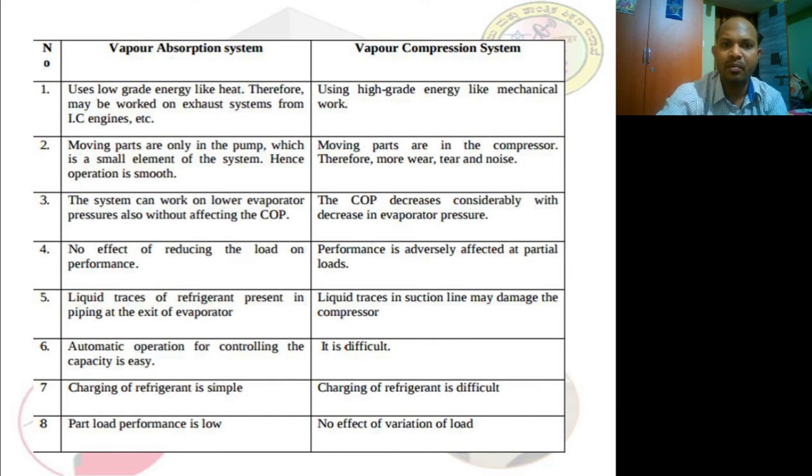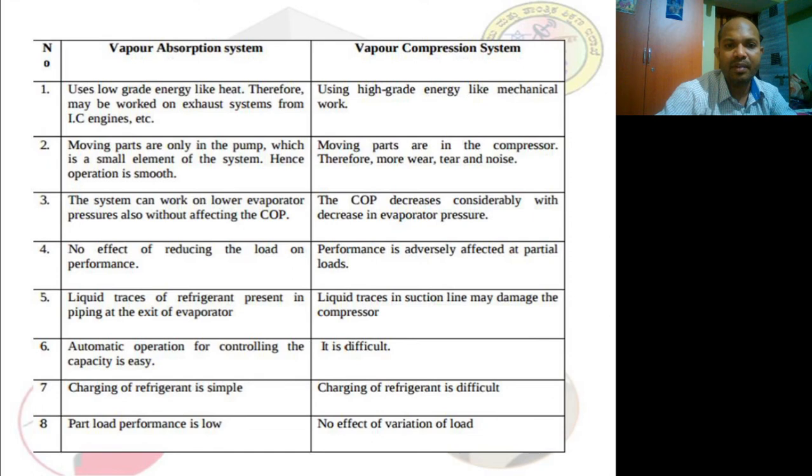Is it clear? The system can work at lower evaporator pressures also without affecting the coefficient of performance. Whereas in the vapor compression refrigeration system, the COP decreases considerably with the decrease in the evaporator pressure. As we decrease the evaporator pressure, the COP also decreases. Is it clear? Now in the VAR, there is no effect of reducing the load on the performance. Performance is adversely affected at partial loads in the vapor compression refrigeration systems, only because the compressor is being used.